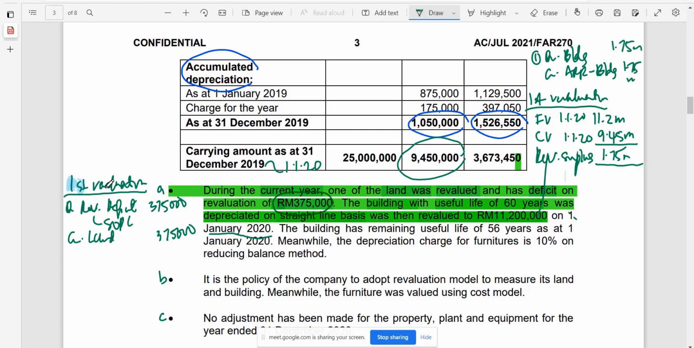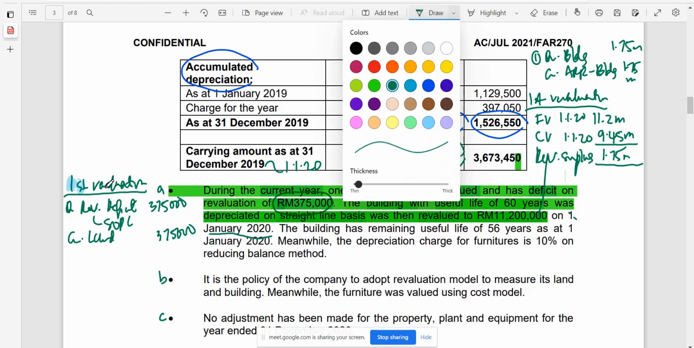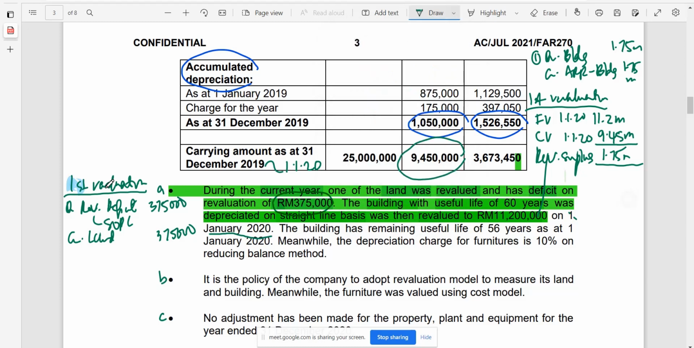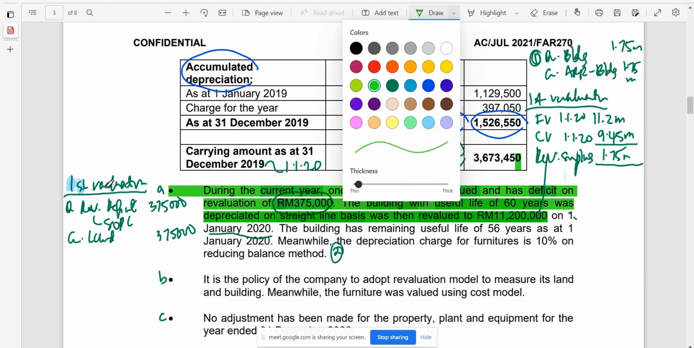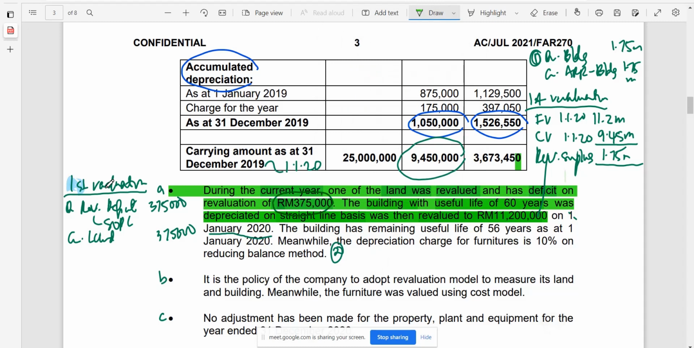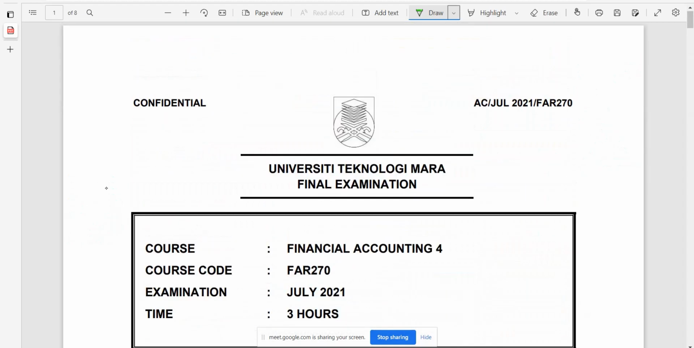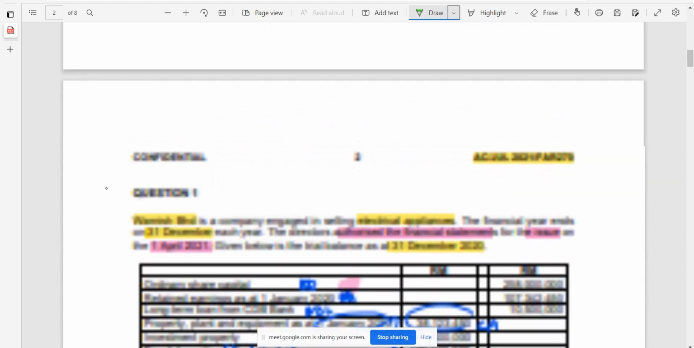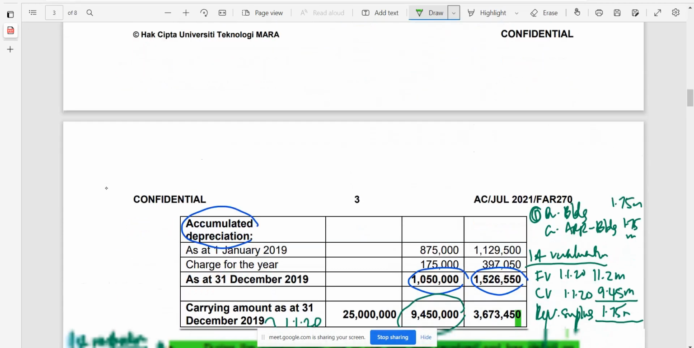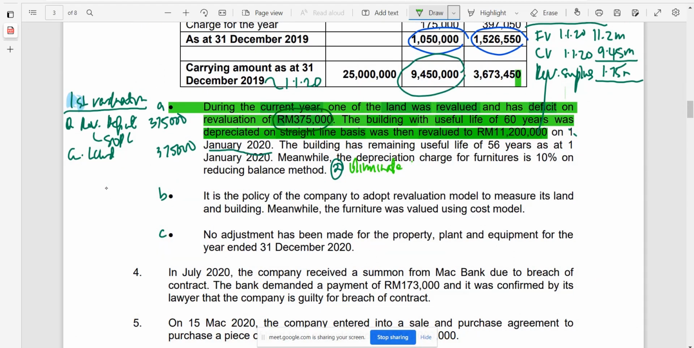Is that the only thing that you need to do? No. You also need to do another adjustment. I'm going to use a different ink to differentiate that. I put green here. This is number 1. Number 2 is that you are going to adjust by eliminating the accumulated depreciation of the asset before revaluation.